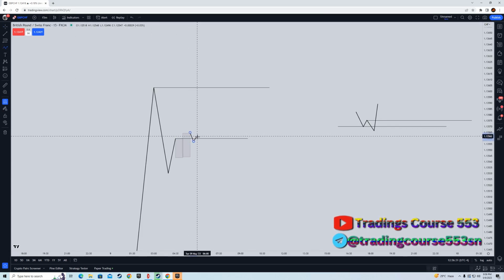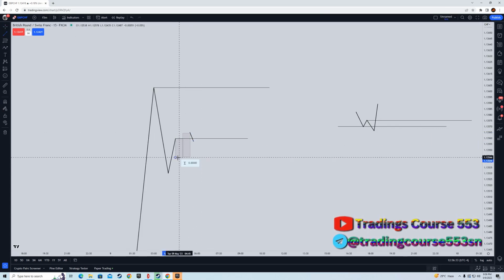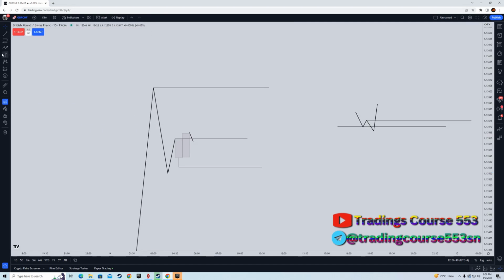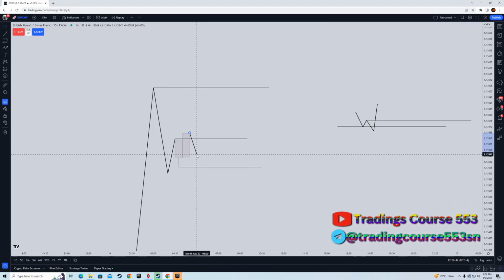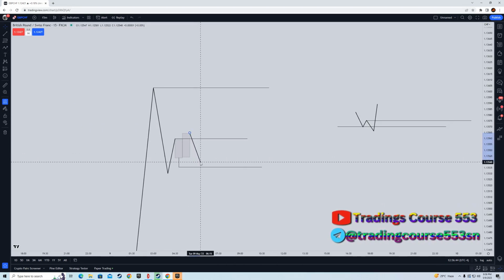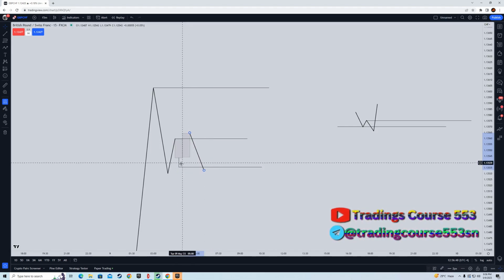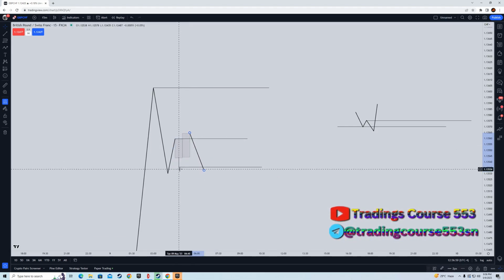Price comes back, as long as the low, the wick, is not violated. So let's say there's the wick of this order block, right? So you keep looking for market structure shift until this level is broken or violated. Once that happens, that order block becomes invalid.